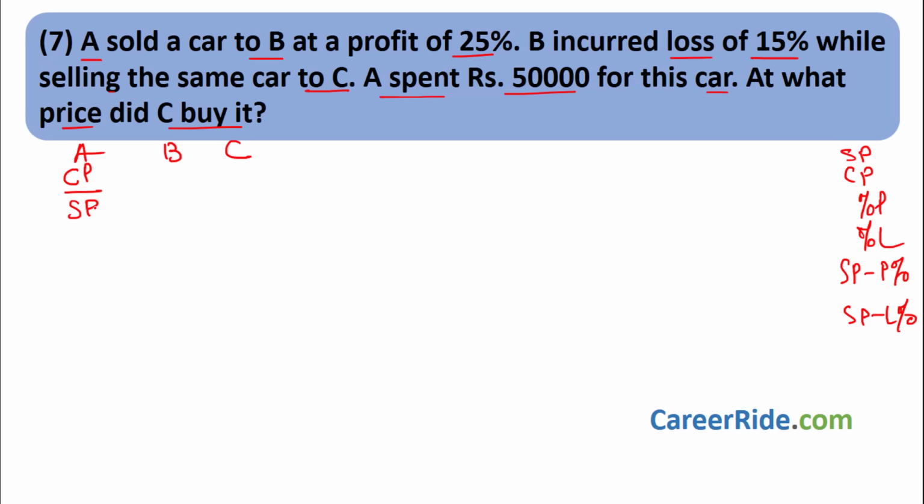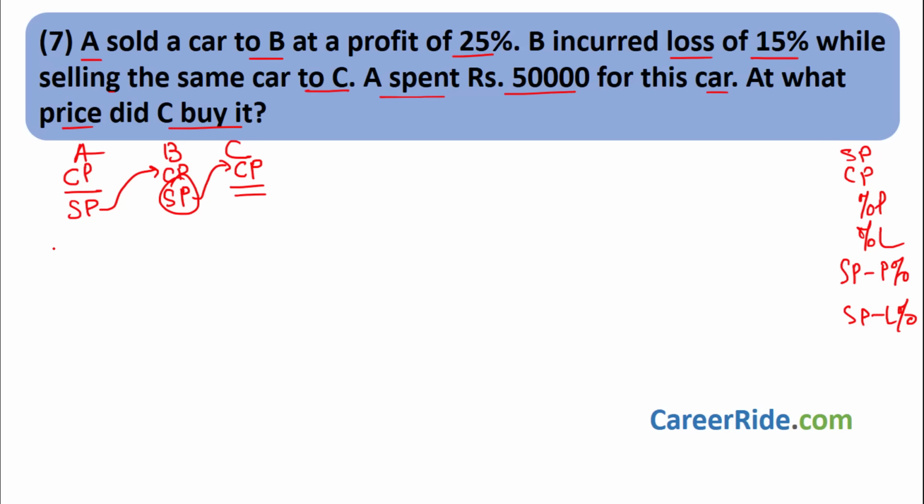Now this selling price of A is nothing but the price at which B will buy the car. So that will become the cost price for B. Now B again sells the car to C at some price. Now this selling price will become the cost price for C, because C will buy the car at this price, right? So let us find what is the cost price for C. That is, at what price did C buy it.